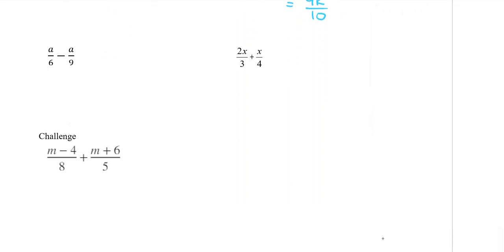A over 6 minus A over 9. First thing I do is I times 6 times 9 is 54. Then I'm going to times diagonally. A times 9 is 9A. Then minus 6 times A, which is 6A. 9A take away 6A is 3A over 54. Now, do we think that's the best answer?